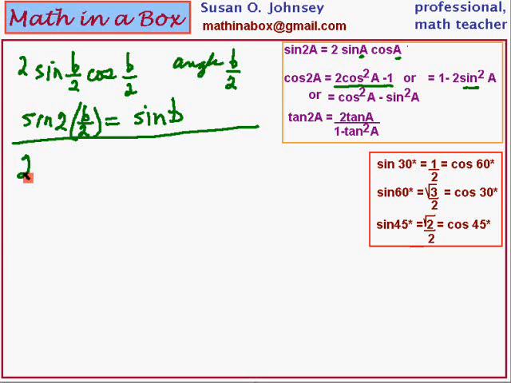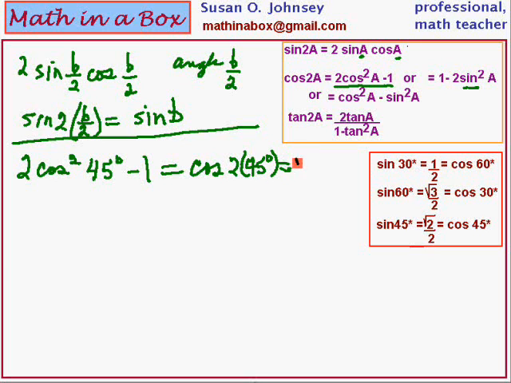Alright, try this one out. Which identity is this? 2 cosine squared of 45 degrees minus 1. Which identity is this one? Well, I hope you see that it's the cosine of a double angle. It's the first one that I wrote for you. So it's the cosine of 2 times the 45 degrees. 2 times 45 is 90. What is the cosine of 90? 0. Okay.